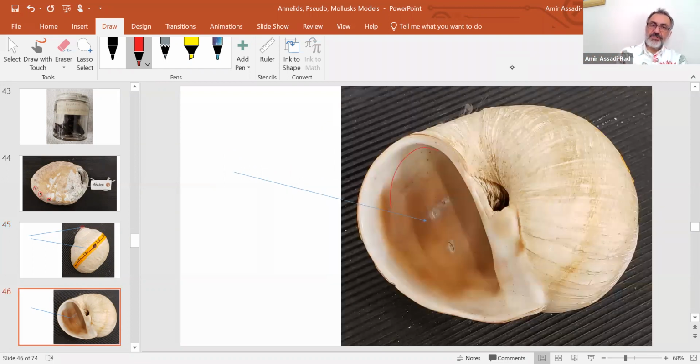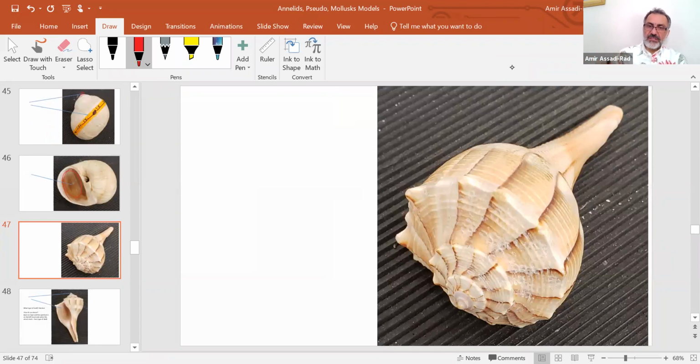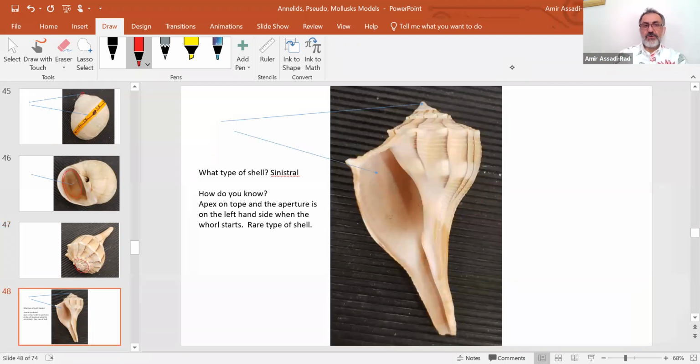This is aperture, the opening to the shell is called aperture, like aperture of a camera. Okay, so the apex, whorl, and aperture in Gastropoda. Here I'm explaining this is a sinistral shell. If you have the apex on top and the aperture is on this side and the whorl are going clockwise, this very rare shell is called sinistral shell.